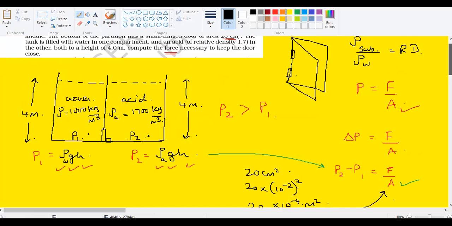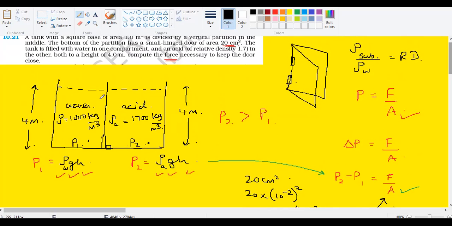That's all, very simple. So the idea here is, it may look like a very complicated problem, right? But if you draw this diagram, you'll understand there is a pressure here, there is a pressure here. This difference in pressure is going to make the door open. But if you want to put a screw or something, how much force is required? That's what they're asking. So find out the difference in pressure, which is delta P is equal to force by area. Delta P, find it from this formula rho g h.